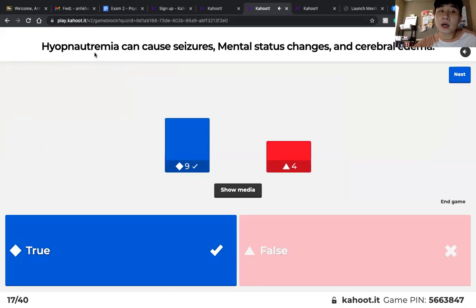Yes, so this is also important to remember. Hyponatremia can cause seizure, mental status changes, and cerebral edema. And the first sign that often happens is a change in level of consciousness. The patient will get a little confused, and that's when we know that they are possibly having issues with cerebral edema, and we need to monitor the sodium. So hyponatremia can cause these.